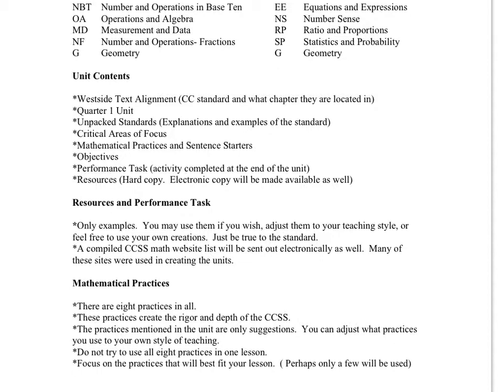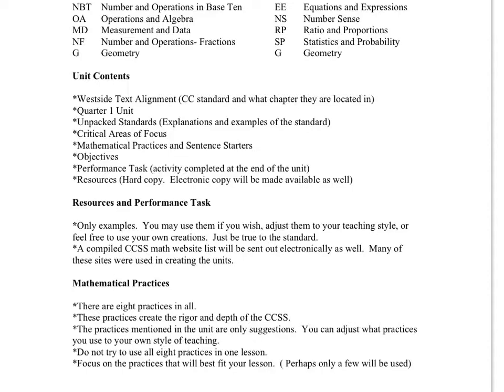You'll be getting a Westside alignment document that shows you what standards are aligned to our current textbooks. You'll be receiving the quarter one unit itself, the unpacked standards, and these are just explanations and examples of the standard and what it's really asking us to do. I think I sent a lot of those flip books out to you, so those are the unpacked standards. Critical areas of focus, you'll be receiving those, the mathematical practices and sentence starters again. Objectives, you're getting a performance task, and that's like a culminating activity that you'll be having your students do at the end of the unit.